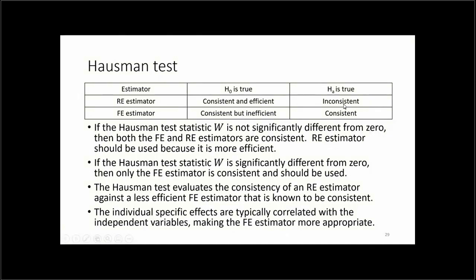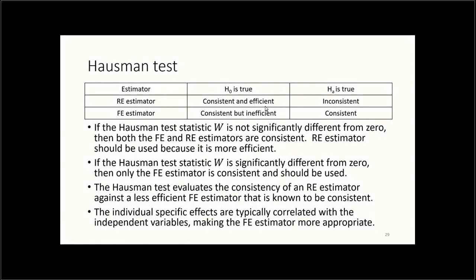So now which one would we pick? If the H0 is true, then because both of them are consistent, we would want to pick the efficient estimator, which means the random effects estimator. But if HA is true, the only one that we can pick is the consistent estimator, so we would go with the fixed effects estimator, right? Because our first priority is to have a consistent estimator, but if both of them are consistent, then we should concentrate on having an estimator that is efficient, which means lower variance.